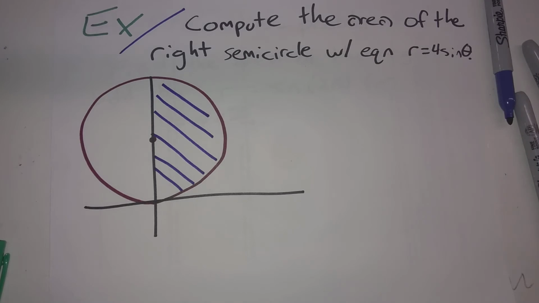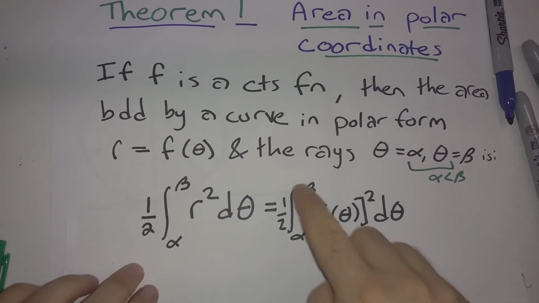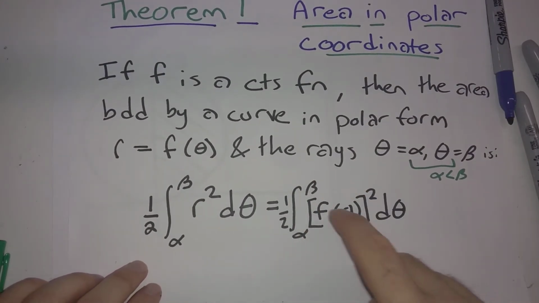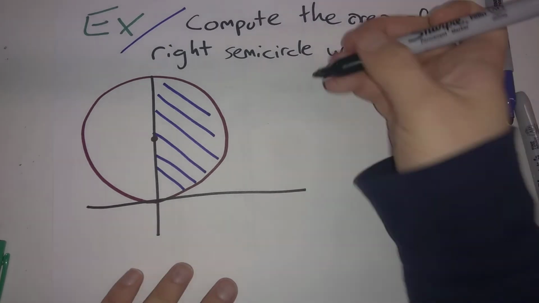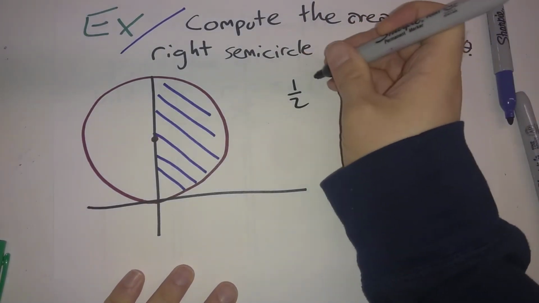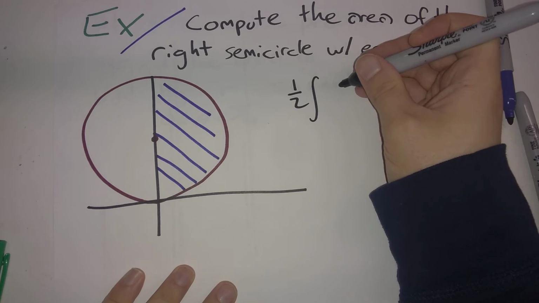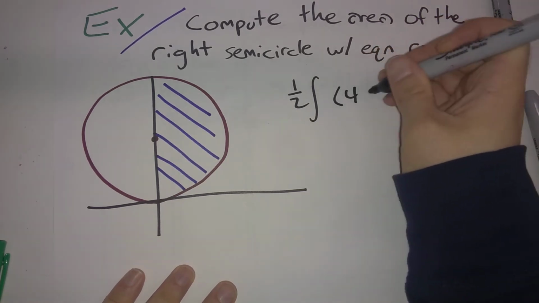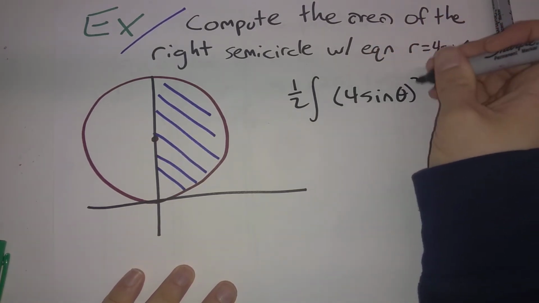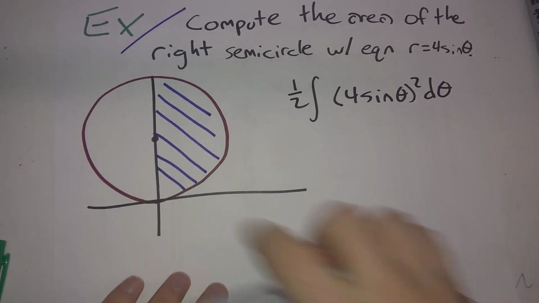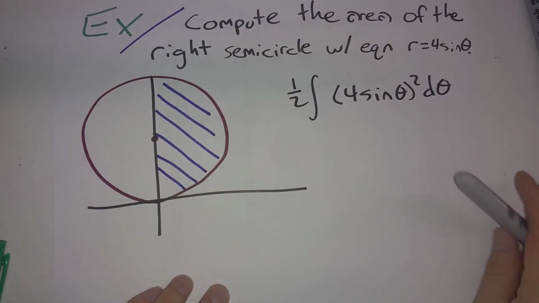Okay, so let's use this. We know from here it's going to be 1/2 the integral from something to something of f of theta squared d theta. So let me write that down. 1/2 the integral, f of theta is 4 sine theta, squared, d theta. What are the bounds here?